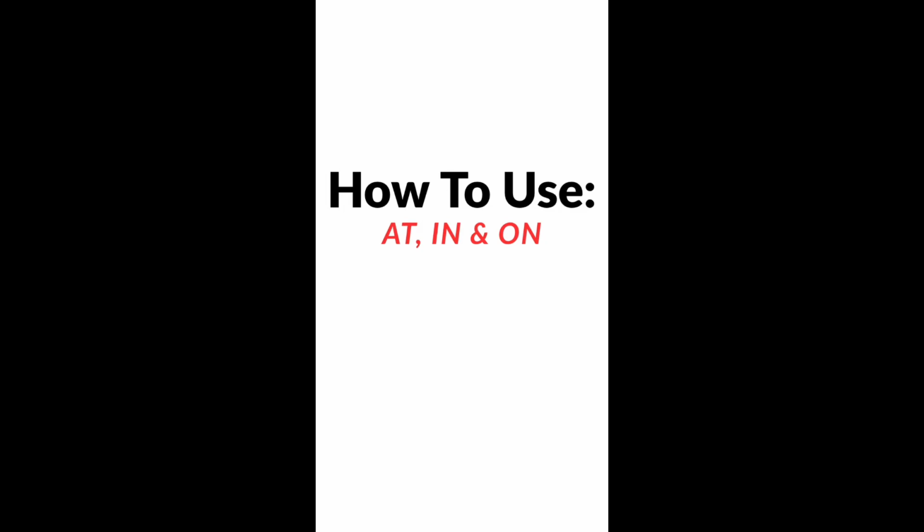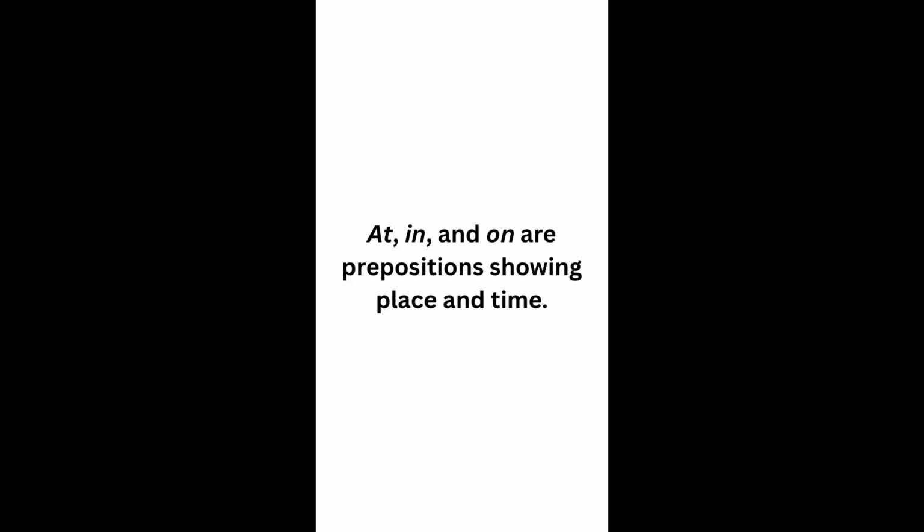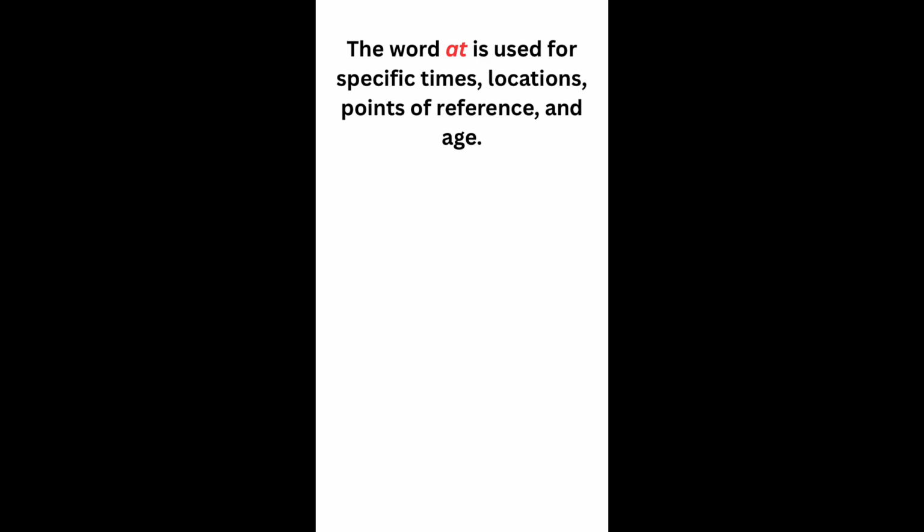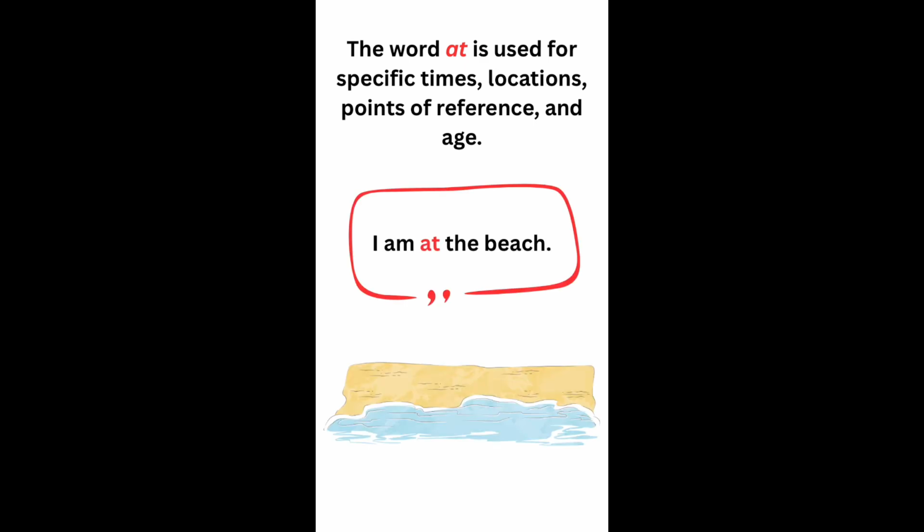Here's how to use the words at, in, and on. At, in, and on are prepositions that show time and place. The word at is used when you are talking about specific times, locations, points of reference, and age. For example, I am at the beach, or I am going to the beach at 11 o'clock.